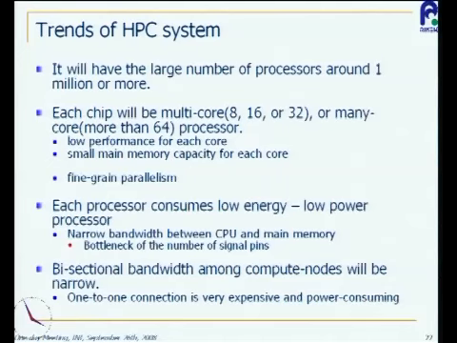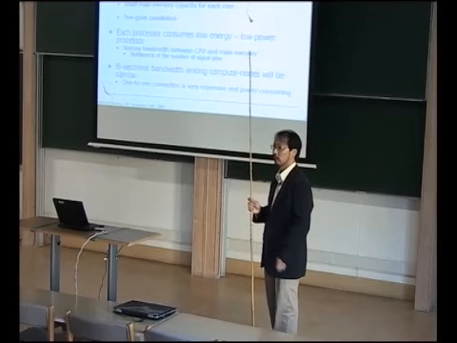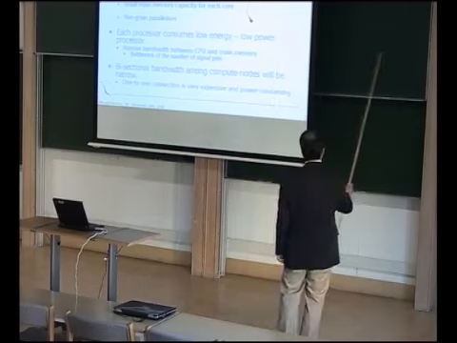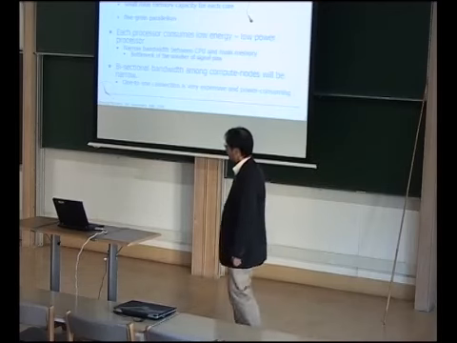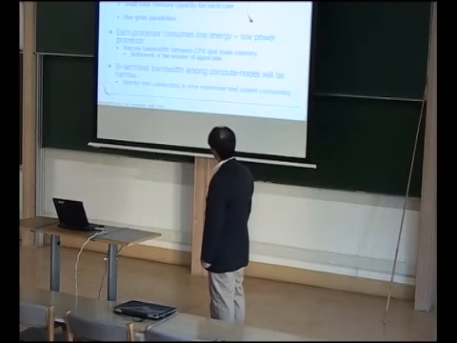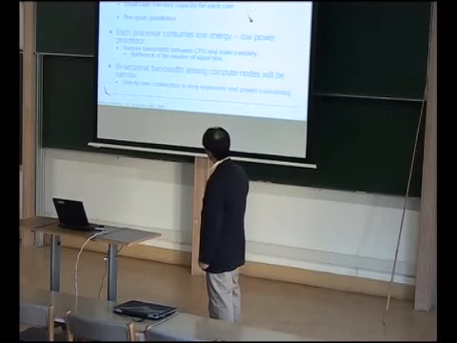And also bisectional bandwidth among compute nodes will be narrow because one-to-one connection is very expensive and power consuming. Altimeter has the full crossbar switch. Full crossbar means every node can connect to every node. So that architecture is very expensive.